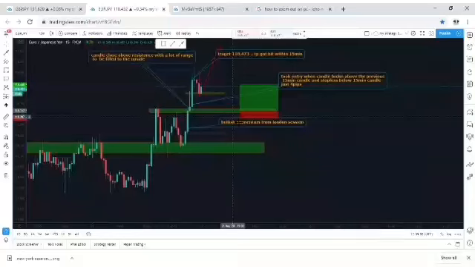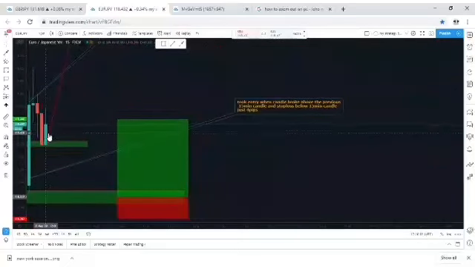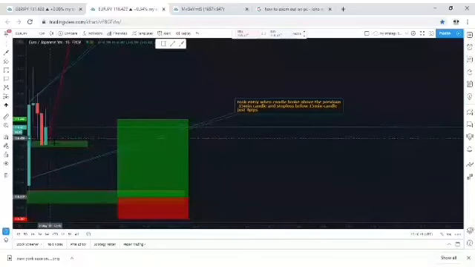Also, there's something I want you to know. Whenever a candle closes like this, the candle closes here. You see, mark it. There is high chance for the next candle to be a sell.